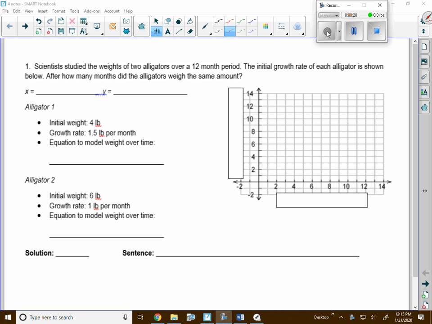Okay, scientists studied the weights of 2 alligators over a 12-month period. The initial growth rate is shown plus how much they gained each month after that. Okay, so I want you to first think about what variables we're using. Okay, if you did not get a note sheet, some of you with bare desks, they are right up here.